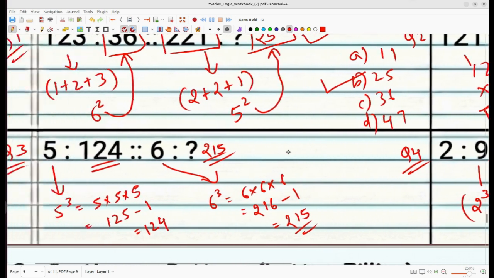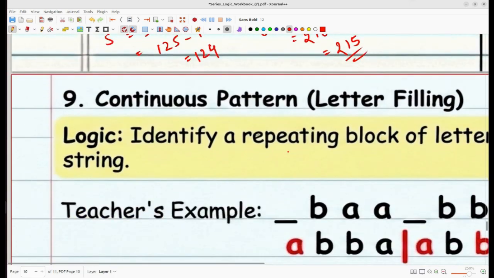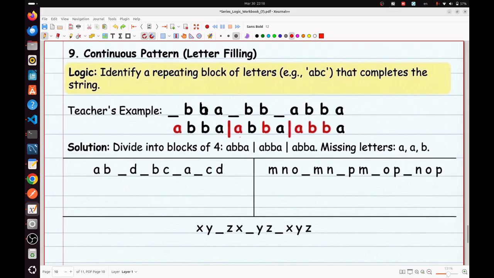After number analogy, we will directly move on to the continuous pattern. Okay, let's discuss continuous pattern, which means letter filling. How can we fill the letters? Here they are going to provide some empty blocks like this. We need to fill the letters. I will zoom this and I will show you how to do this.